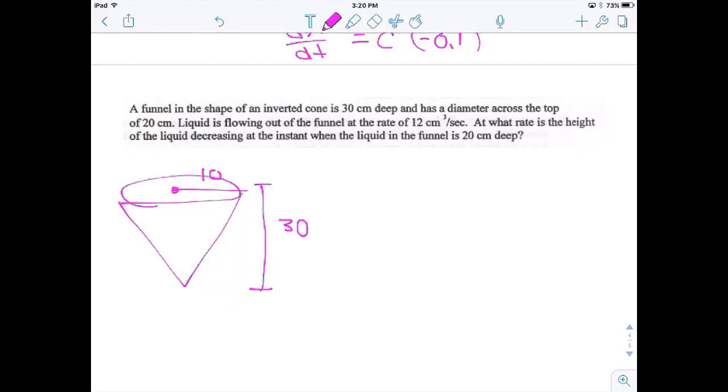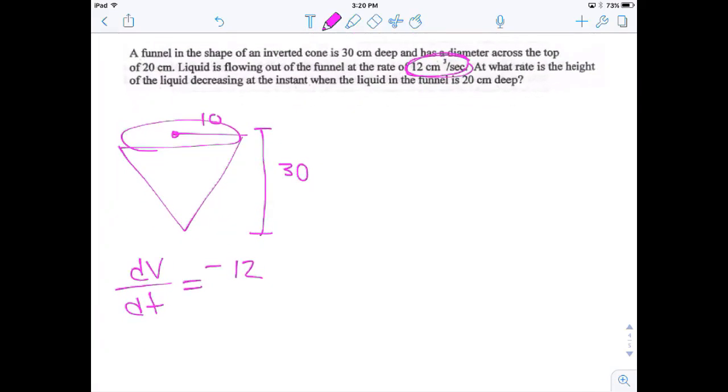Now, liquid is flowing at a rate of this. Notice that's in centimeters cubed per second, so that's dV/dt. And since the volume is getting smaller, this would be negative. At what rate is the height decreasing? dH/dt. At the instant when the liquid in the funnel is 20 centimeters deep, when H equals 20. So notice they're giving me dV/dt, and they're asking me for everything to do with H. There's nothing to do with radius here.